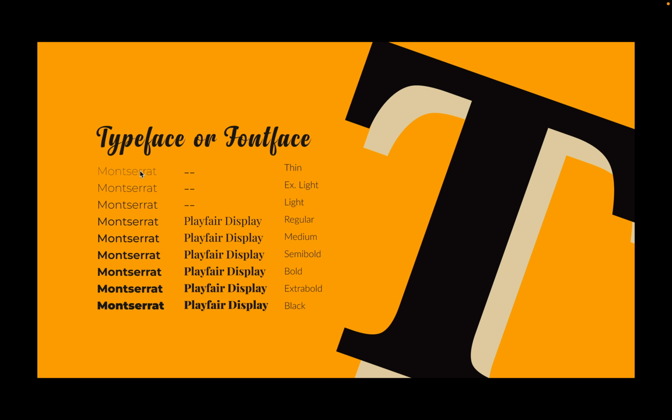typefaces come in. In an example where we have Montserrat and Playfair Display, we have Montserrat as thin, extra light, light, and regular, and we have Montserrat and Playfair Display both as medium, semi-bold, bold, extra bold, and black. Now, all that you see here on this straight line of Montserrat are typefaces of the font Montserrat. So they are typefaces of the type of font Montserrat.